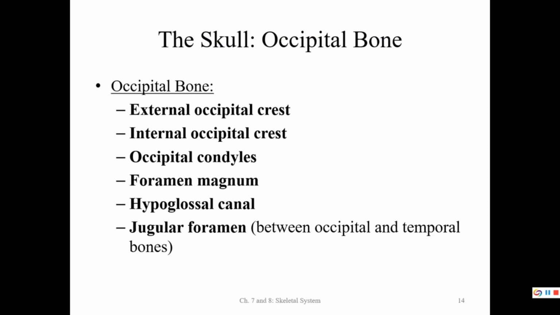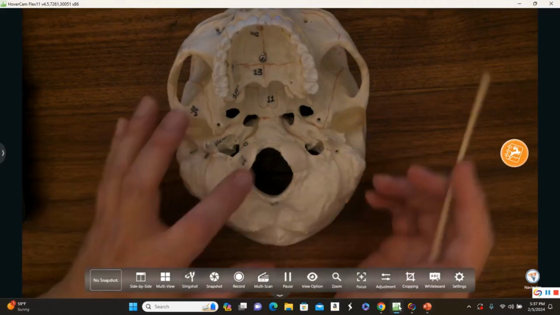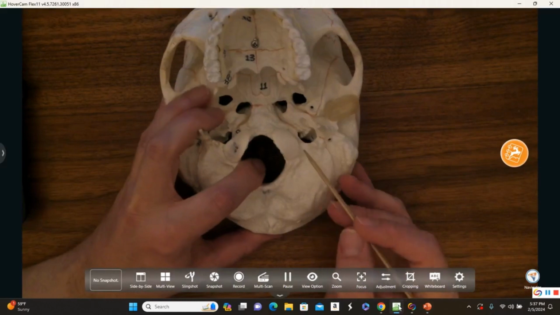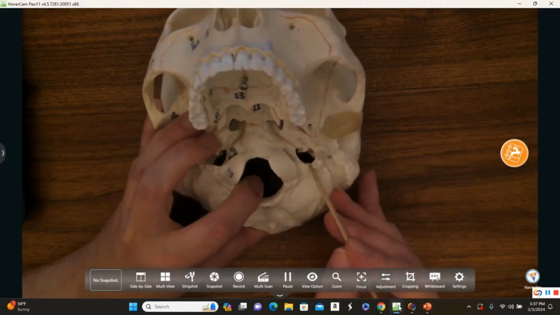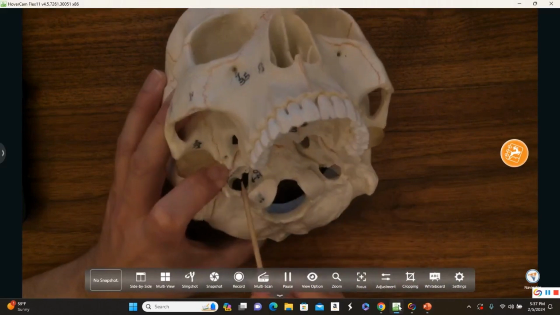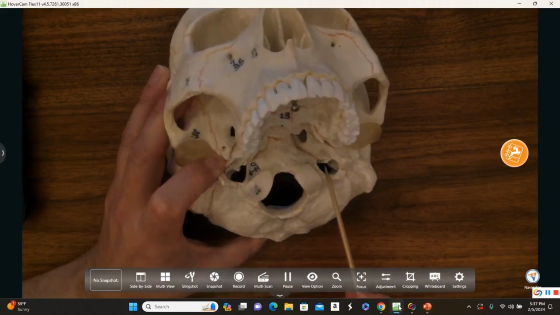And then the jugular foramen. And it's between the occipital and temporal bones. So what we're going to do is find the jugular foramen. Now to find the jugular foramen, find your occipital condyles, come to the side of it, and they are here and here. Here and here. Okay, here and here.